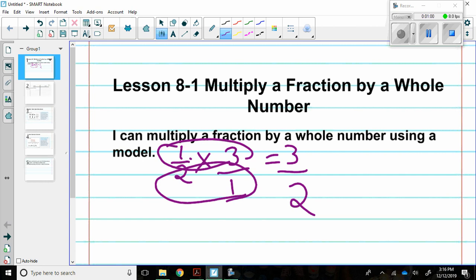Now, during this lesson, they're going to have us use models to go through this, but I just want to let you know that this is another way that you can multiply a fraction by a whole number that's pretty quick and simple if you do not want to draw a model.